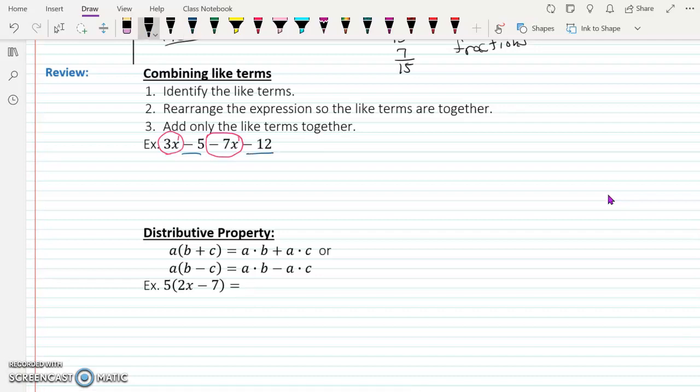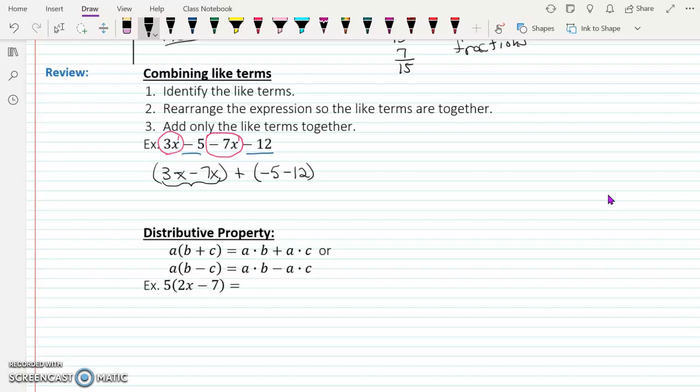Okay, next step says rearrange the expression. So I have 3x minus 7x. Notice the sign in front of the number goes with the number. Then I'm going to put the negative 5 and the negative 12 together. Okay, now let's simplify each of these.